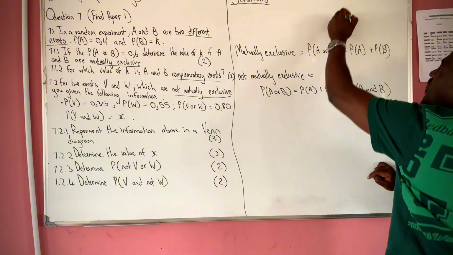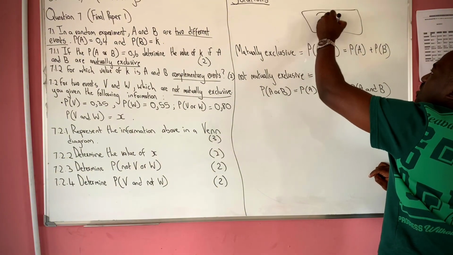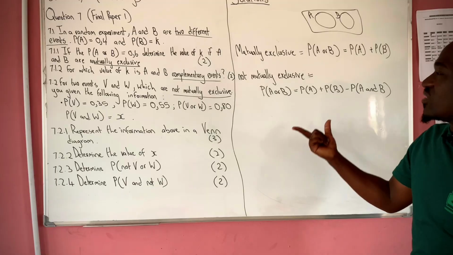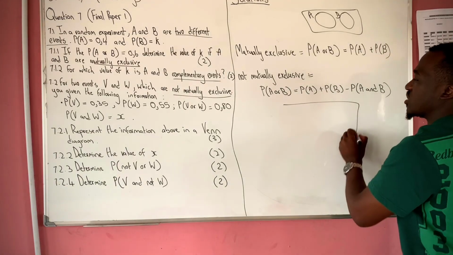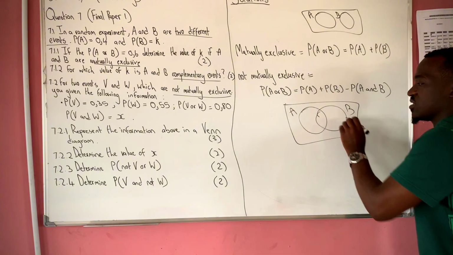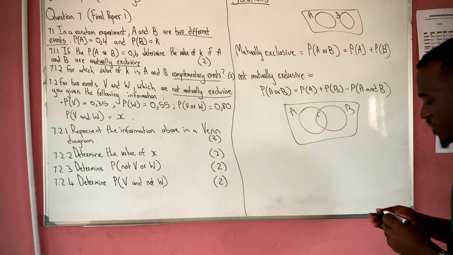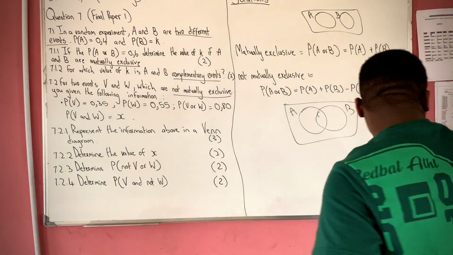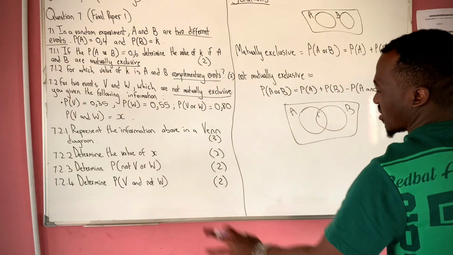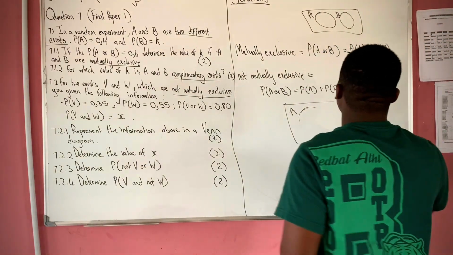This one has a Venn diagram that has just two circles, separated circles. This is B, this is A. But now this one has an intersection, which is these two circles. This is A, this is B. Can you see that? That's it, with mutually exclusive and not mutually exclusive. So we're going to use this knowledge to answer everything that is here. Now let's check.